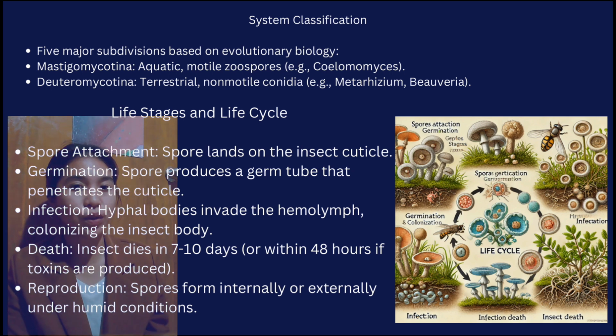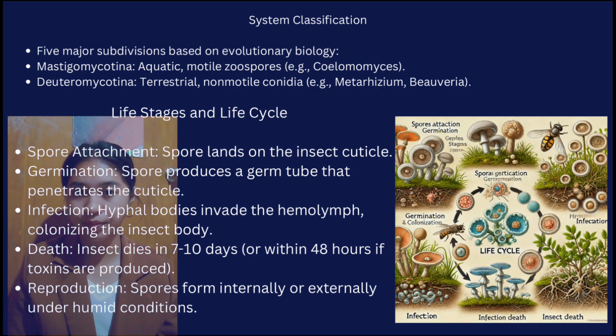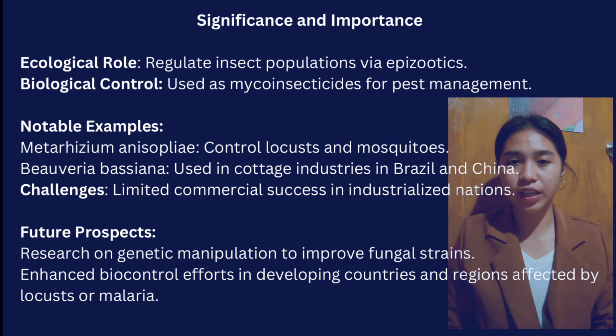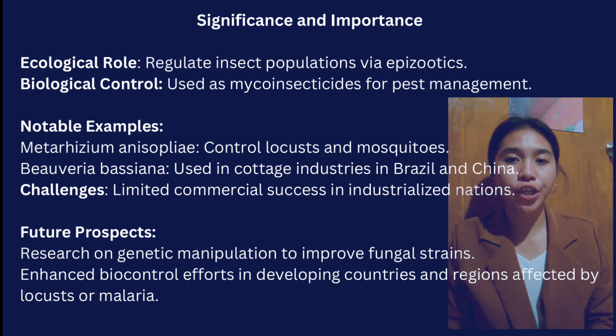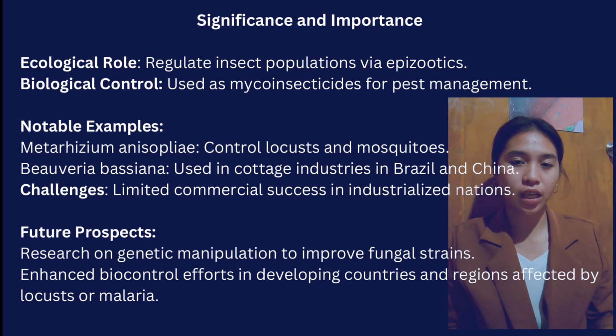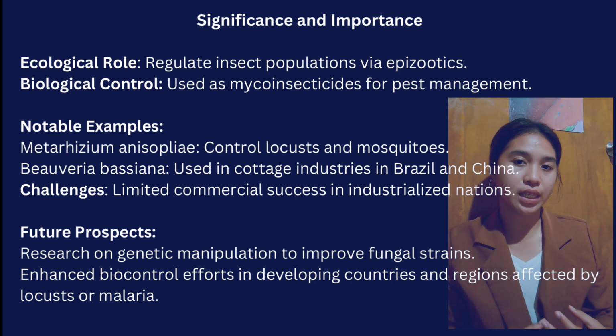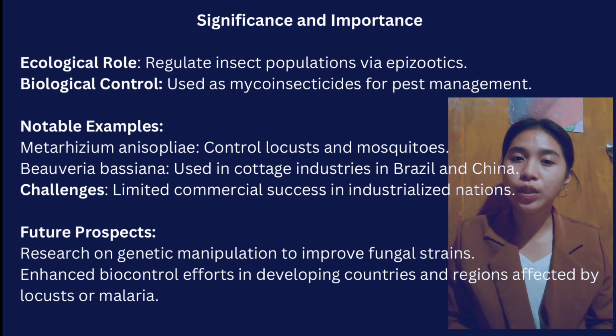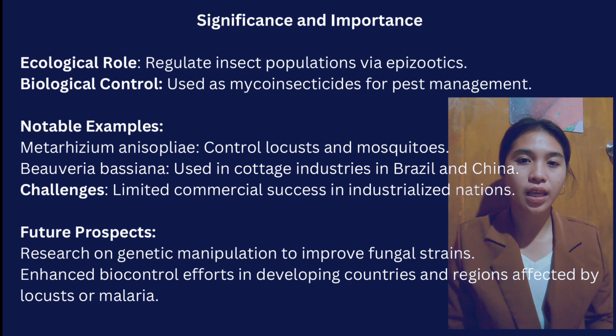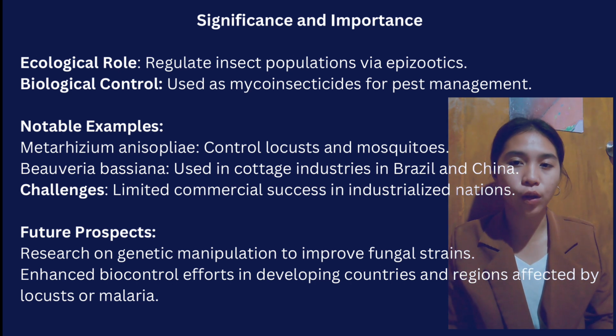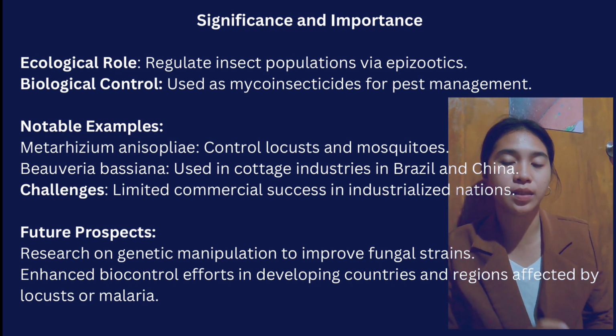Then finally, the fungus produces new spores, either inside or outside the host, often in humid conditions, to reproduce and find new insects to infect, continuing the cycle. Fungi, significance and importance. Fungi play a crucial role in maintaining ecological balance by regulating insect populations. One way they do this is by causing epizootics, or fungal outbreaks, that help control pest species.